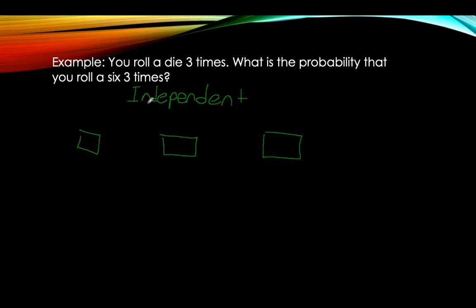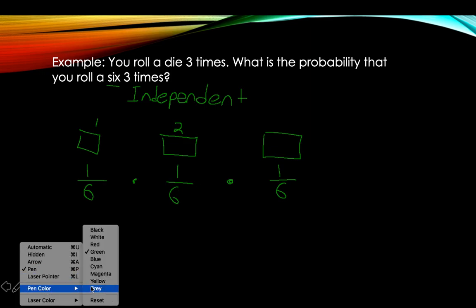So we want to roll a 6 3 times. What's the probability of rolling a 6? Well, there's one favorable outcome out of 6 total. And same with the second time, one favorable outcome out of 6 total. And same with this last one, one favorable outcome out of 6 total. And you can just multiply these fractions.